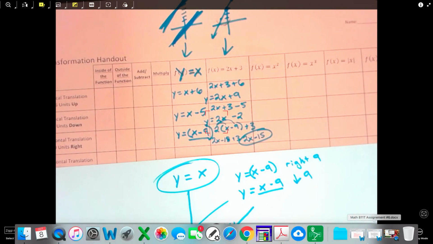I'm kind of running out of room. Sorry. Where do you get the 15? Because negative 18 plus 3. I saw that plus 3 on the end there. So minus 15. Yeah? Good?